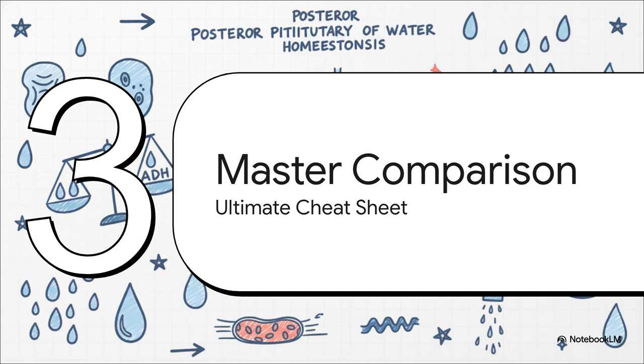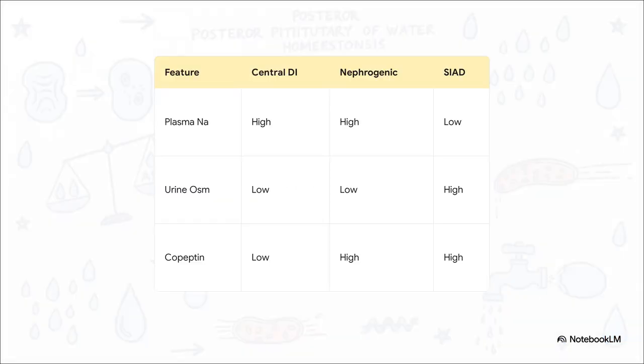Finally, Section 6, the master comparison. To really solidify everything we've covered today, let's look at all these conditions side by side. The dichotomies of water balance here are just brilliant to look at. Take serum sodium, for example. Diabetes insipidus presents with high or high normal sodium because the body is dumping free water. SIAD, however, presents with dangerously low sodium because the body is hoarding free water. Meanwhile, primary polydipsia typically presents with low normal sodium.